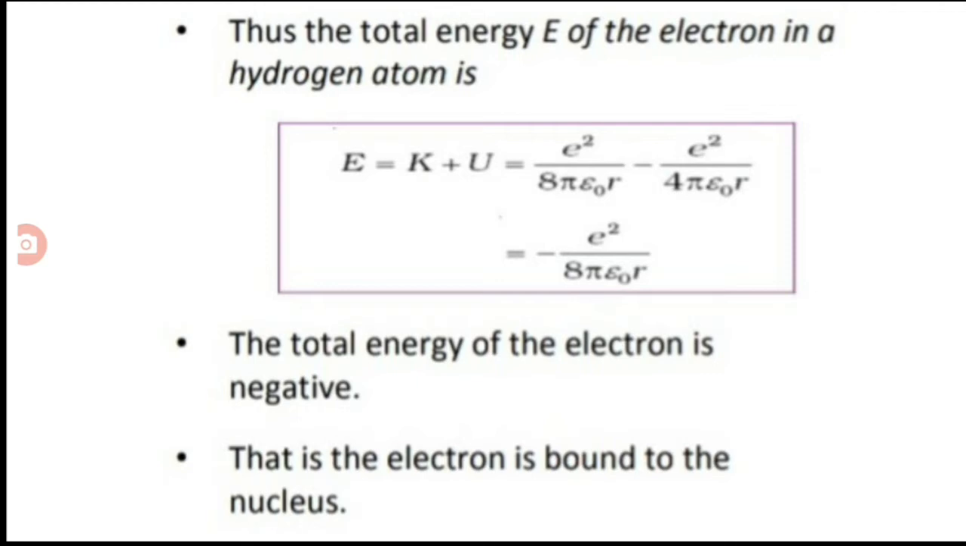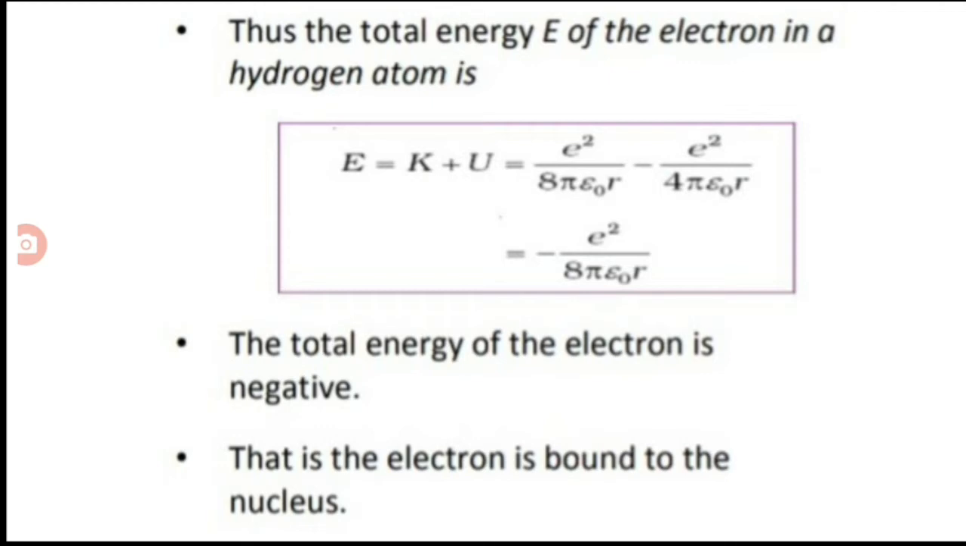And the negative sign shows that the electron is bound to the nucleus. So it is a point to be noted. For a particular system, if the total energy is negative, it means that it is a bound system. Here bound system means the electron is attracted to the nucleus. If it is otherwise, it means that it is a repulsive system. Okay, and one more point we have to conclude here.